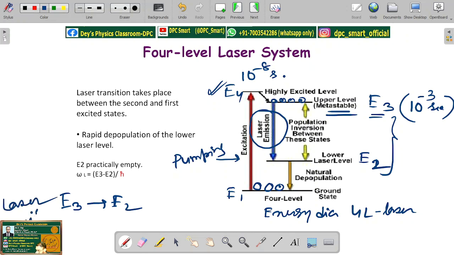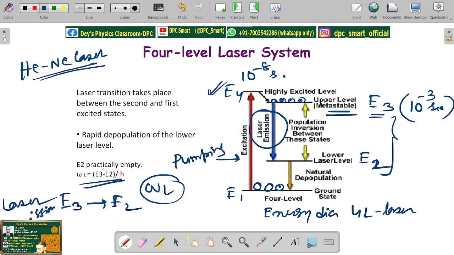Laser emission, and the frequency of the radiation would be omega L, which equals (E3 minus E2) by h cut. So this is the mechanism for the 4 level laser system. An example of a 4 level laser system is the helium neon laser.